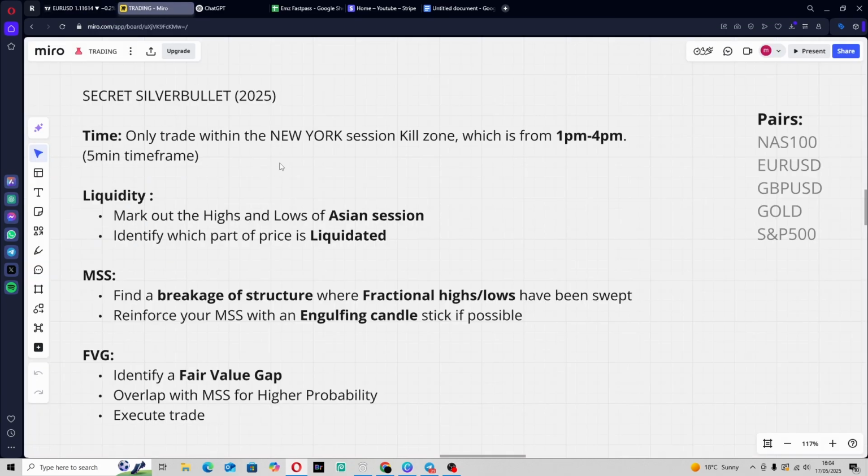So what we're going to be doing is only trading within the New York session kill zone, okay, which is from 11 p.m. until 4 p.m., okay. I'm using this on a London time frame, which is why the times are different for me, okay.